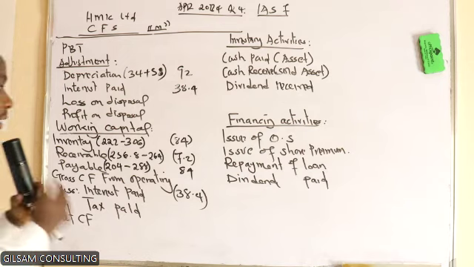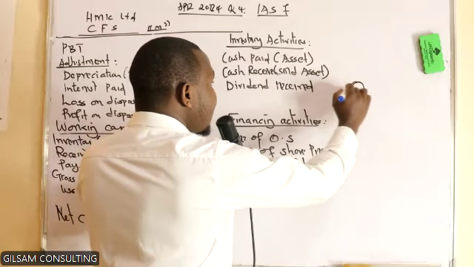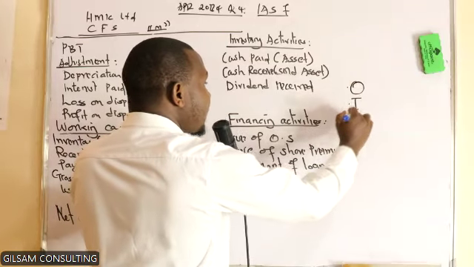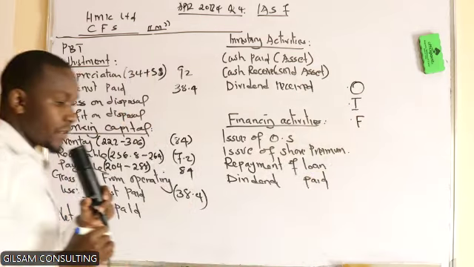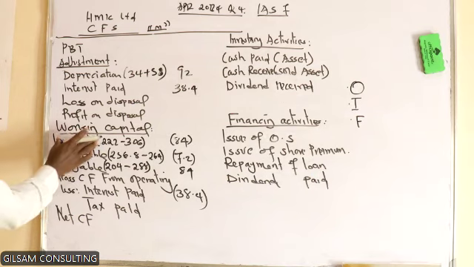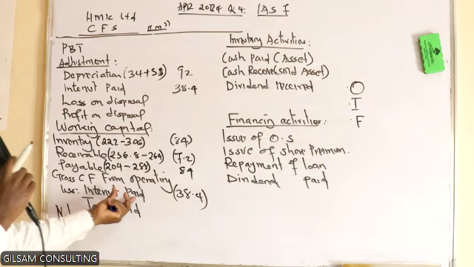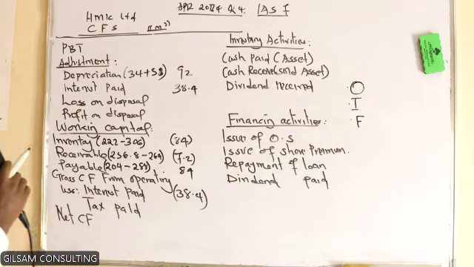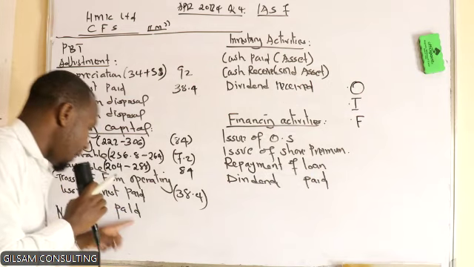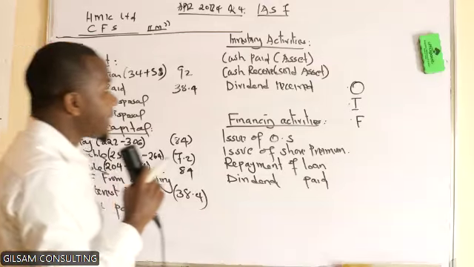operating activities. Remember, the cash flow statement has three segments. We have the operating activities, the investing activities, and the financing activities. Those are the three segments of the cash flow. So after that, you have to come to the working capital, where we have the inventory, receivables, payables, and then you will get a gross cash flow from the operating activities, less interest paid, and then less any tax paid if there's any, so that we can arrive at the net cash flow from operating activities.